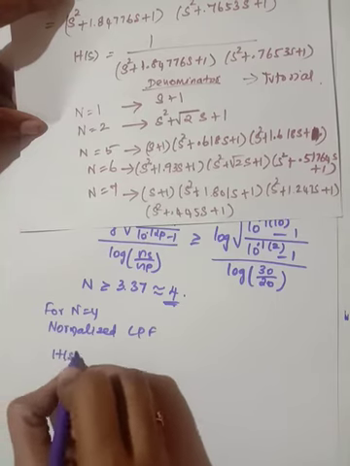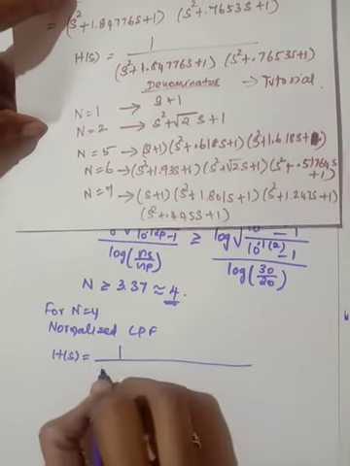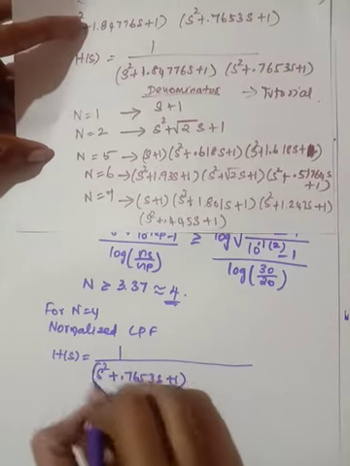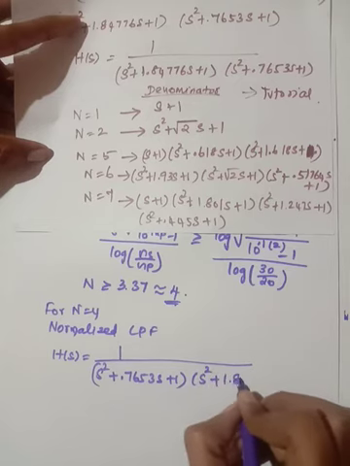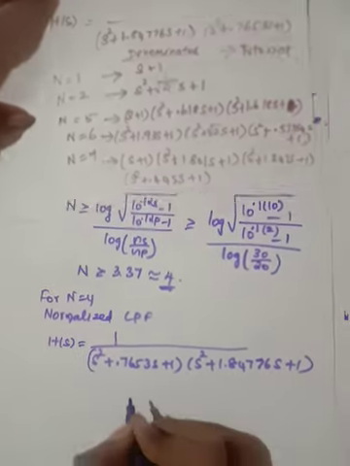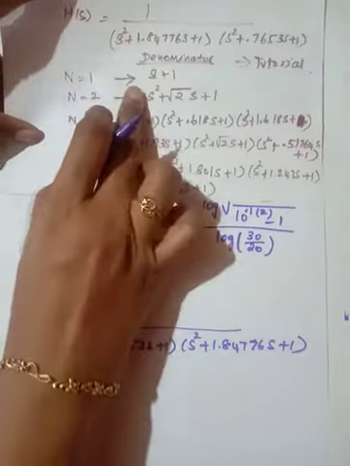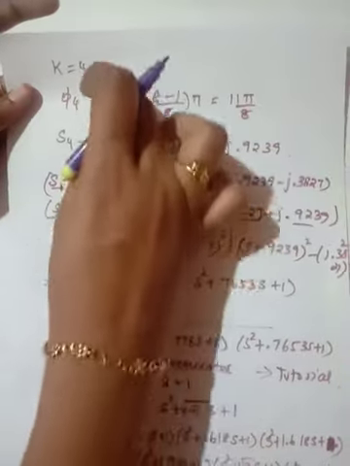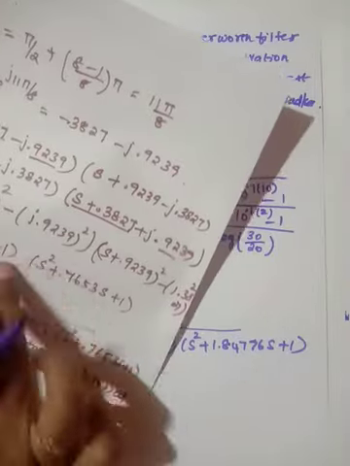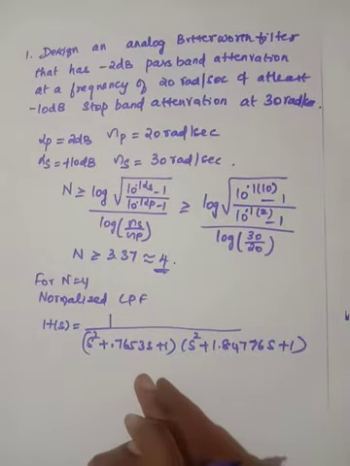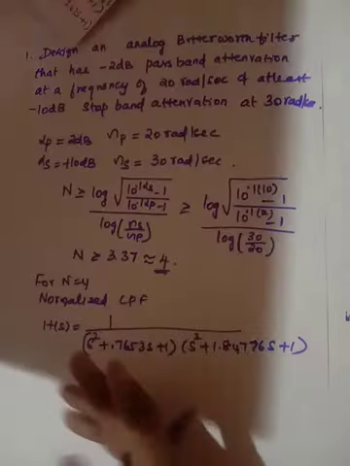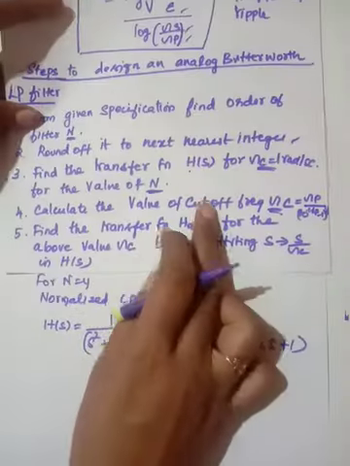Here H of s is equal to 1 divided by (s square plus 0.7653 s plus 1) into (s square plus 1.84776 s plus 1). So this is your H of s. From this procedure, you need to write all these steps in the next step. We have done this already, so I am incorporating that answer here. So this is the transfer function, and I have done the third step. Now see the fourth step.